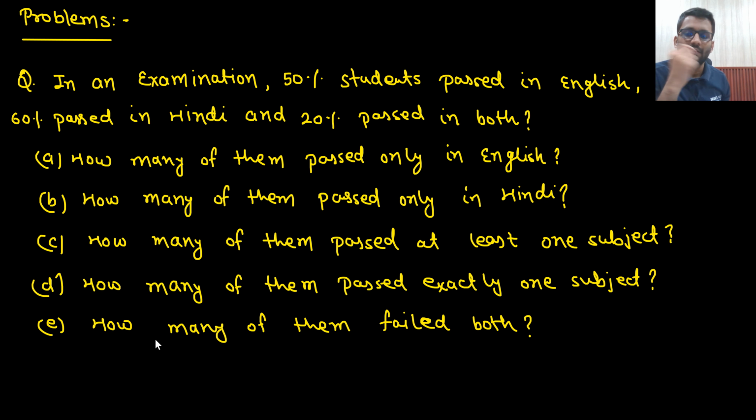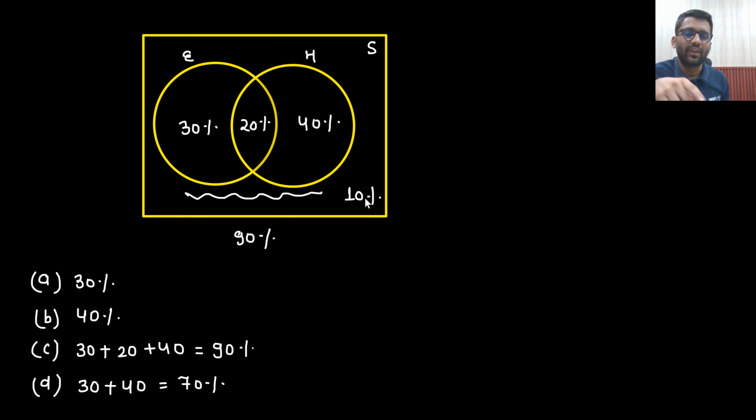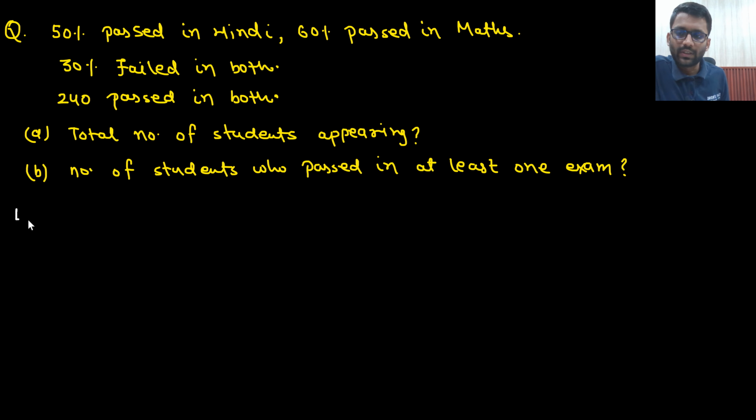Right? How many of them failed both? Failed both, that means these guys failed both. This guy at least passed one, this guy at least passed Hindi, this guy passed both, but these guys failed both. So that is 10%. So this is how you solve the problem of a Venn diagram, without applying any formula. Let's solve the next question now.